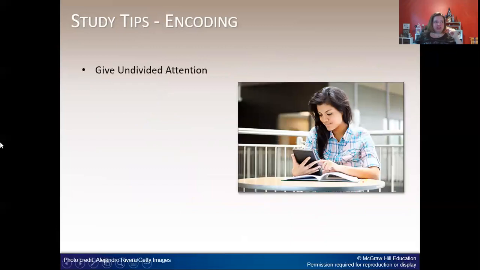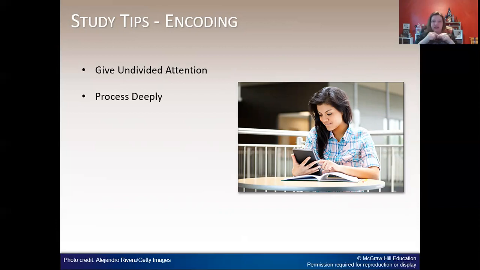So here are some things to help you when you're studying. Give your undivided attention. As much as we like to say, oh, I can multitask, we're finding out that when multitasking, you're not picking up information. Your brain truly is divided. We may hear information, we may see information, but we're not absorbing all of it. So giving our undivided attention to whatever we're trying to do will help us remember it.